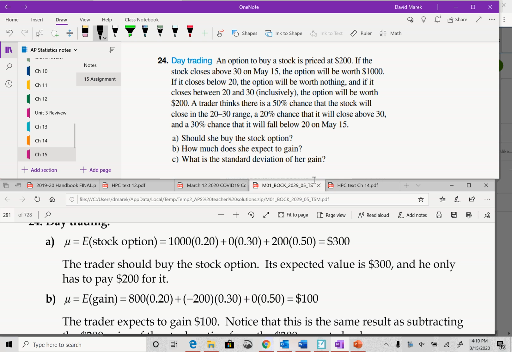Yeah, that stock option there seems like a good idea. The expected value is 300. They only have to pay 200. So ooh, wait, hold on. How much did she expect to gain? We could probably just subtract that, couldn't we?